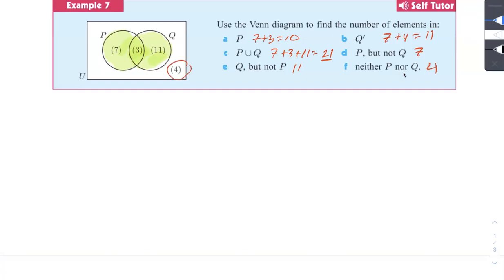By the way, I didn't ask here, but if I wanted the universe, if I want how many things are in total in the universe, I just add all these up. So it'd be 7 plus 3 plus 7 plus 14. That's 25. My universe was 25.